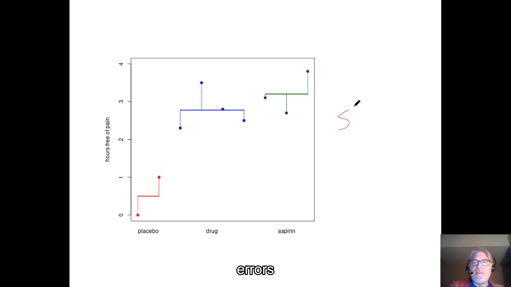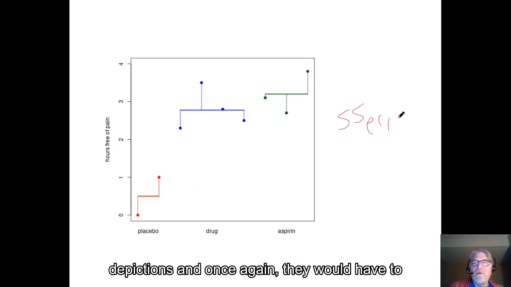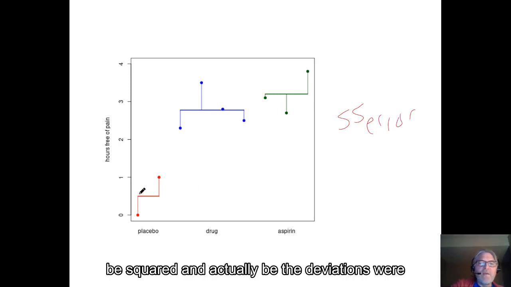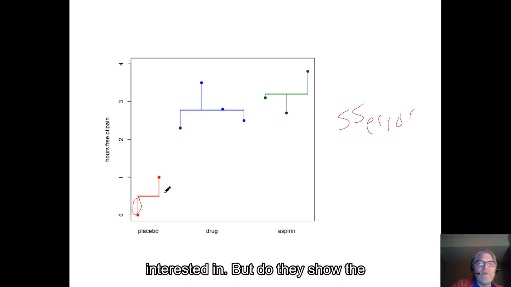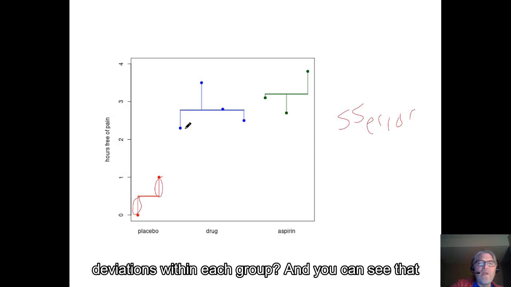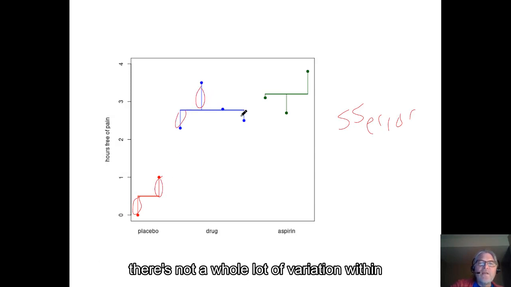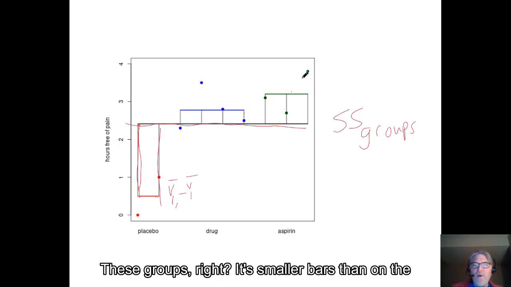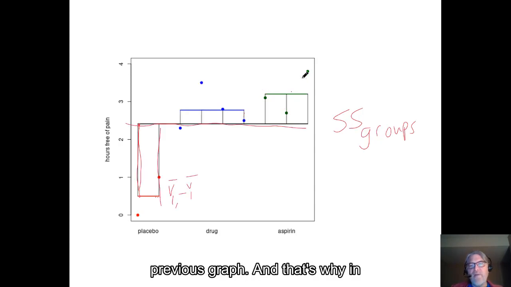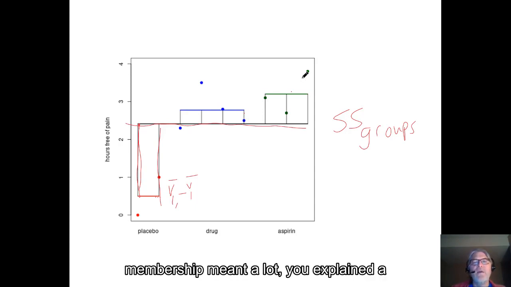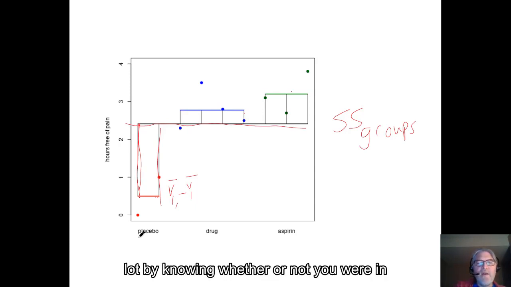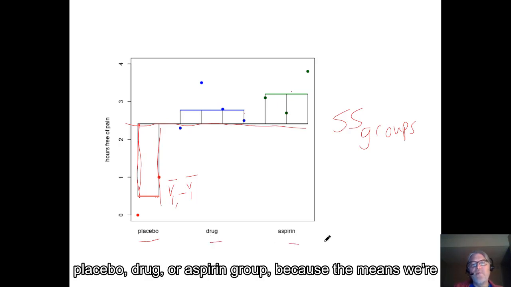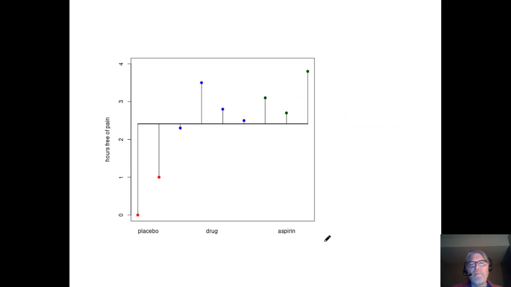This is the SS error depiction, and once again they would have to be squared to actually be the deviations we're interested in, but they show the deviations within each group, and you can see that there's not a whole lot of variation within each of these groups, right? It's smaller bars than on the previous graph, and that's why in this analysis the group membership meant a lot. You explained a lot by knowing whether you were in the placebo, drug, or aspirin group because the means were so different from each other.